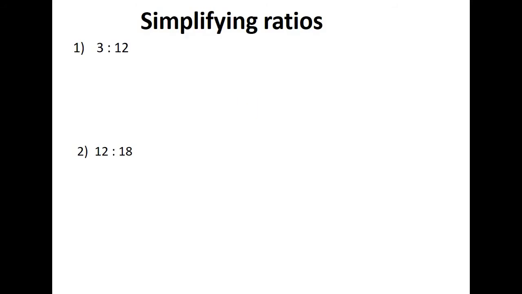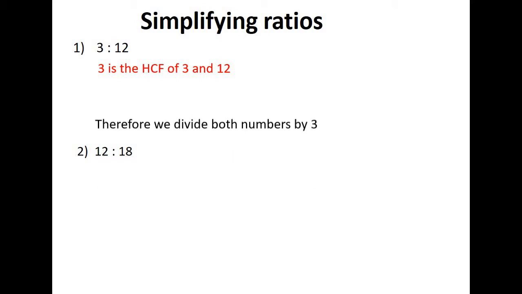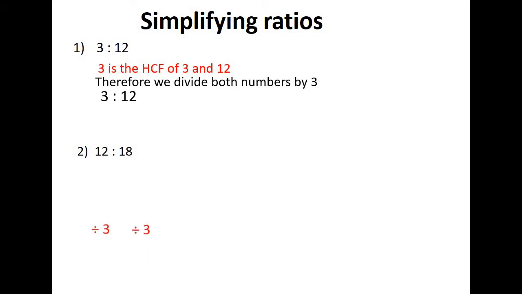Simplifying ratios is very like simplifying fractions. You look for the largest number that goes into both parts. So we want the highest common factor of 3 and 12. Okay, HCF of 3 and 12. So 3 is the biggest number that goes into both. We're going to divide both numbers by 3, which gives us 1 to 4.